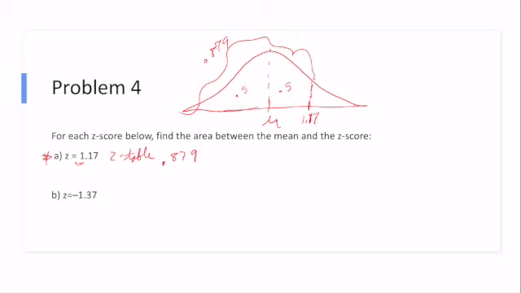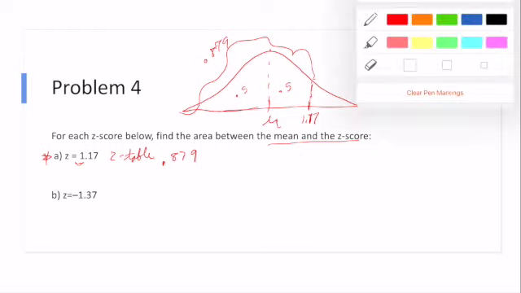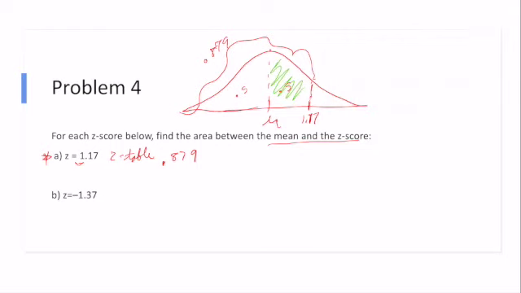Now, I only want to know the area between the mean and the z-score. So I'm only looking for this area right here. So what I'm going to do is take 0.879 minus 0.5, this area right here, and that should leave me with what's left in this area. So I get 0.379 is my area. This time it's asking us to find the area, not the probability, so I'm going to leave it as a decimal.